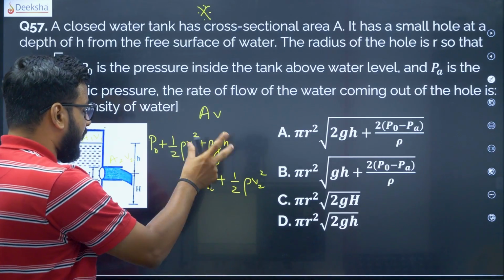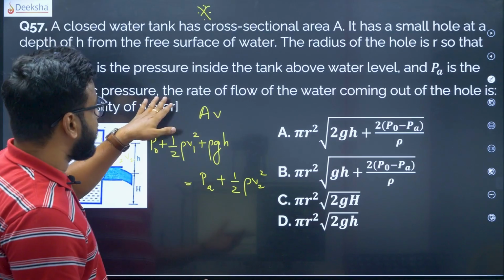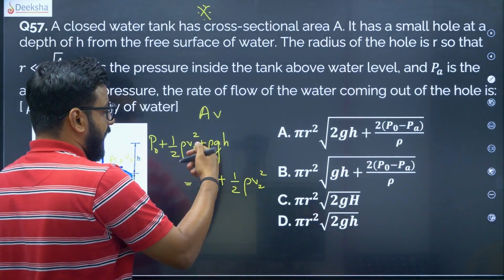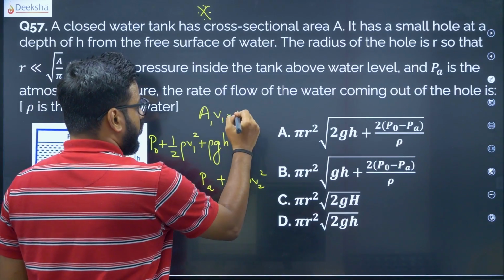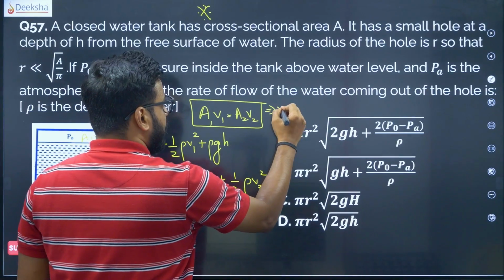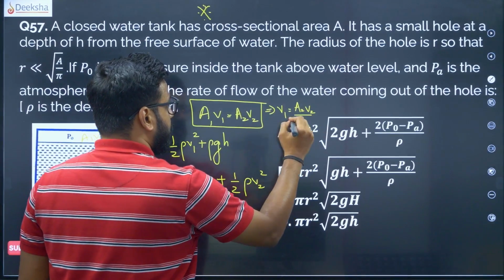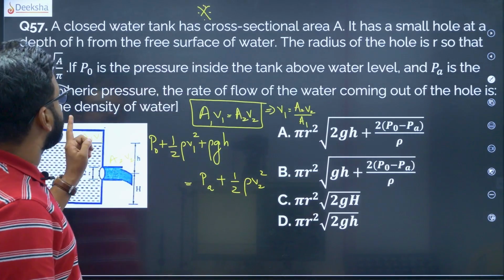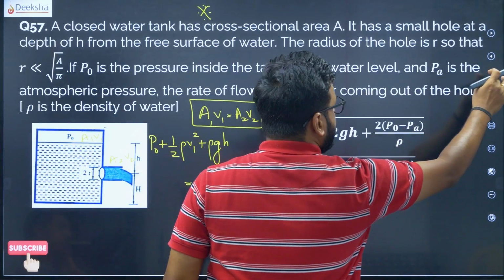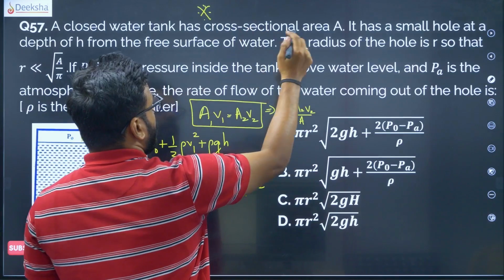Now V1 is unknown and we don't need it as well, because they are asking the rate of flow of water coming out of the hole. So let's compare V1 and V2 and see if we can eliminate V1. A1 V1 is equal to A2 V2. This implies that V1 is equal to A2 V2 by A1. A1 is the top portion of the closed tank with cross-sectional area A, so A1 can be considered as A.